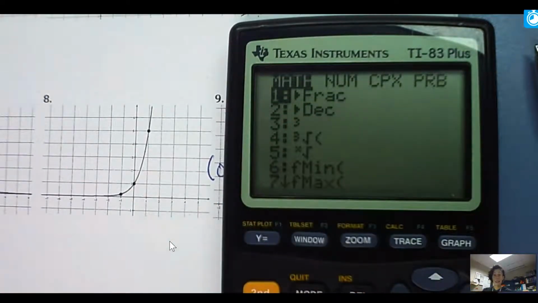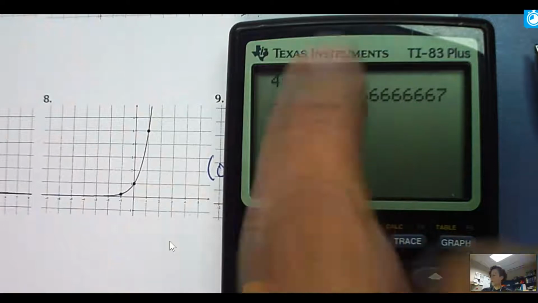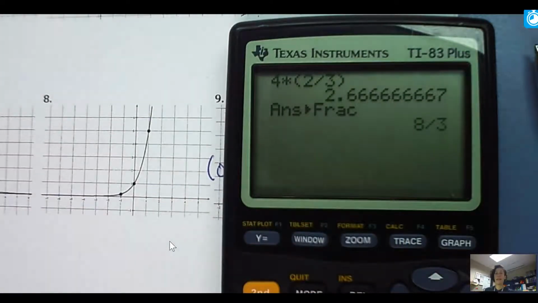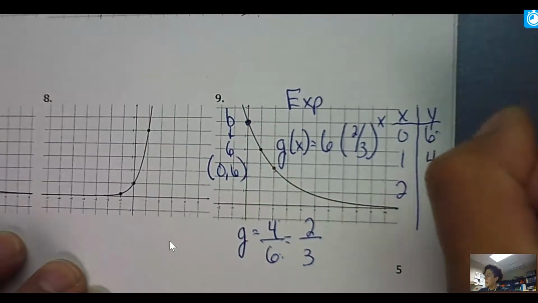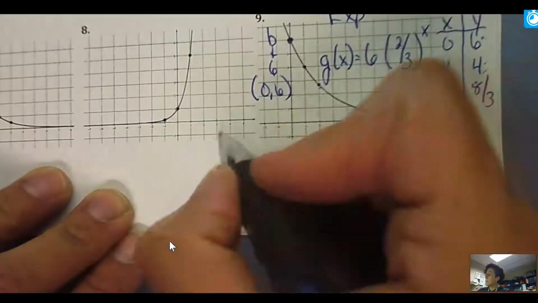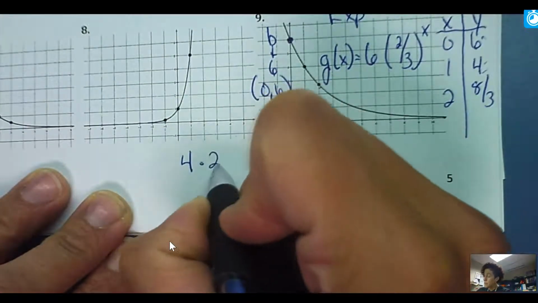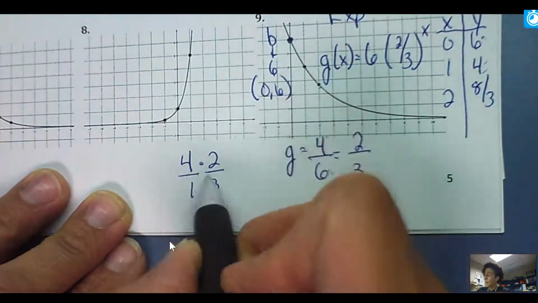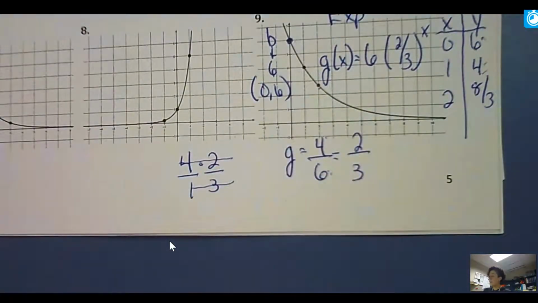So I'm just going to hit enter because it's highlighted. I want this one to pop up. And it says, hey, you want me to take this answer, this number, and turn it into a fraction? Then I hit enter to say yes. And there it is as a fraction. It's 8/3. And you can also do that by hand. I need to take 4 and multiply by 2/3. And I'll do that and I get 8/3. So just some different things, all right?